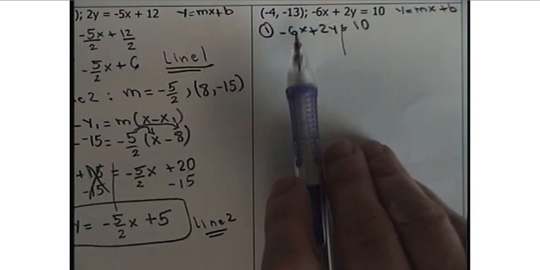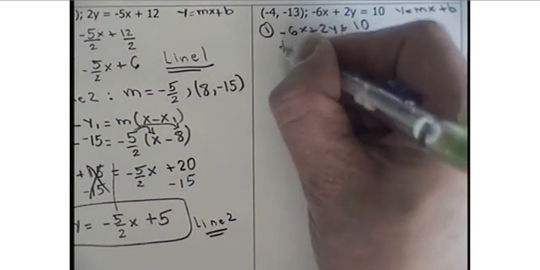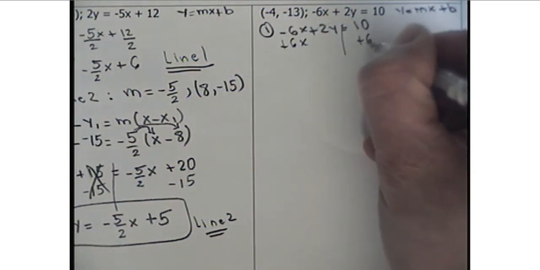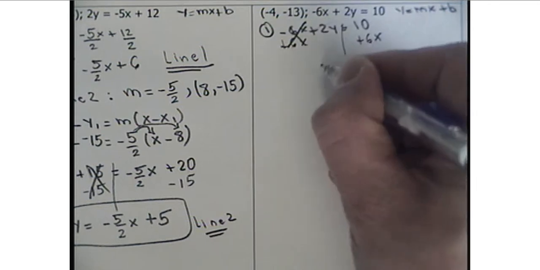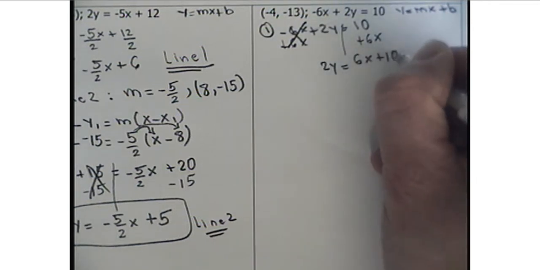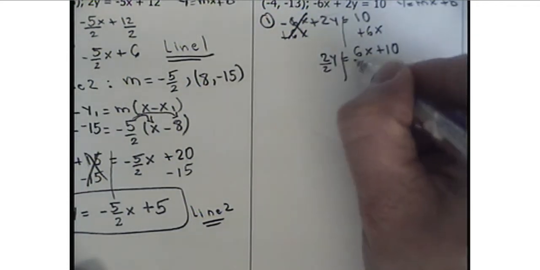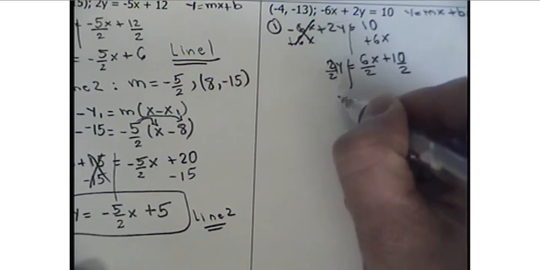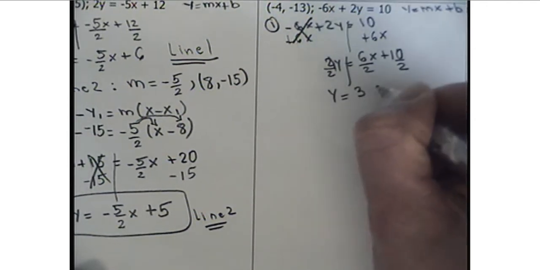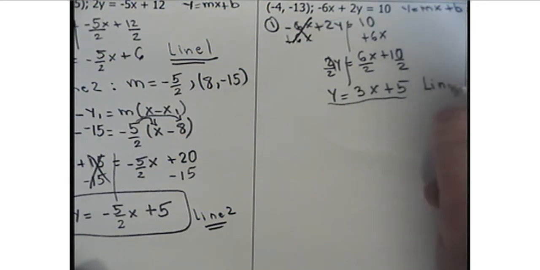Well, first we want to move the x term to the right, so that will be the opposite, plus 6x on both sides. Those two cancel, and then we have 2y is equal to 6x plus 10. One more step here. We've got to divide each one of the terms by 2. So y equals 3x plus 5 is my line 1 equation.